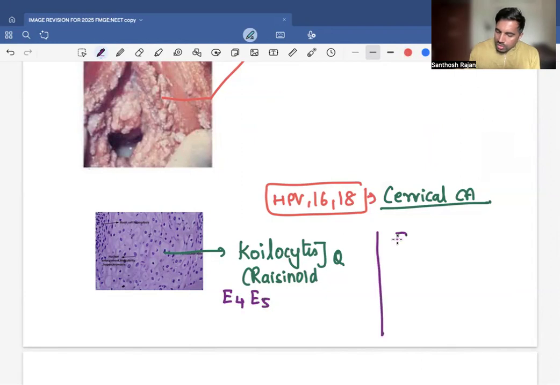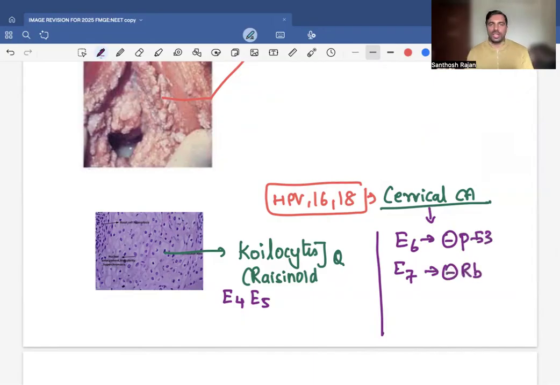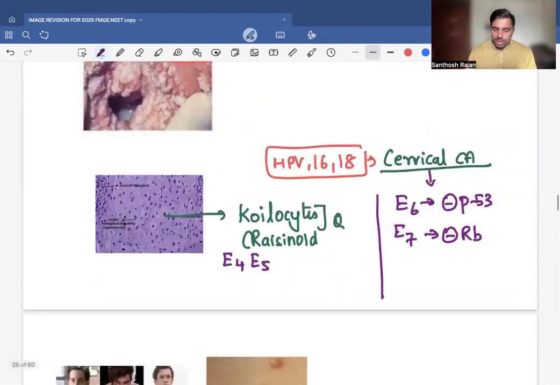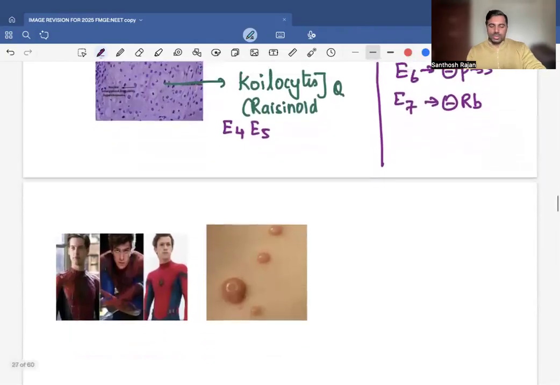But you know that we have E6 and E7. They are the main reason for cervical cancer. E6 inhibits which one? It inhibits p53, whereas E7 inhibits the retinoblastoma protein. So these are the anti-cancer ones, and when you inhibit anti-cancer proteins, it automatically leads to cancer. That is an important point to be noticed. Okay, you're not going to make a mistake in that. Now look at the next one.